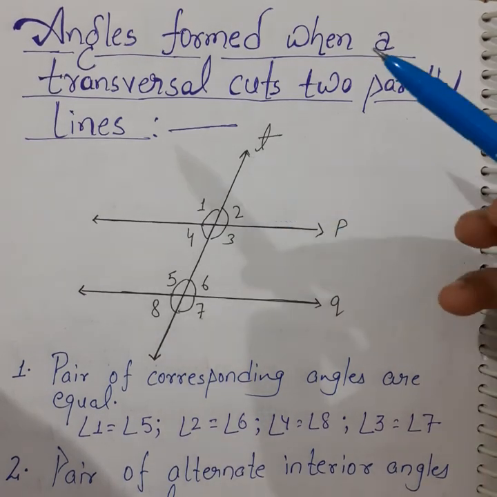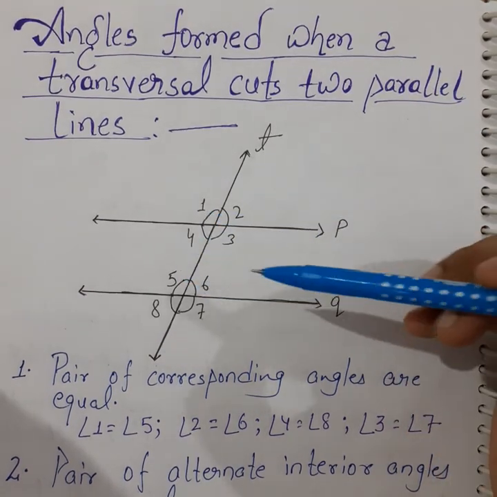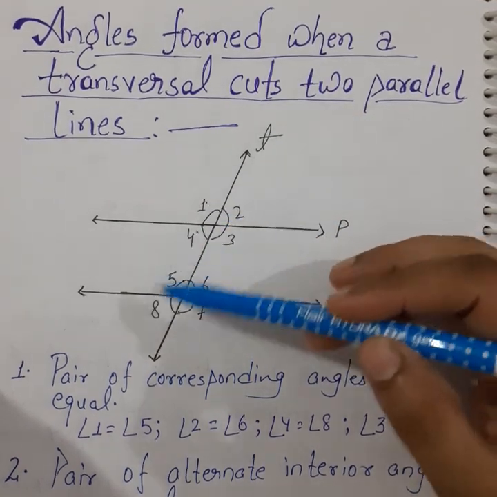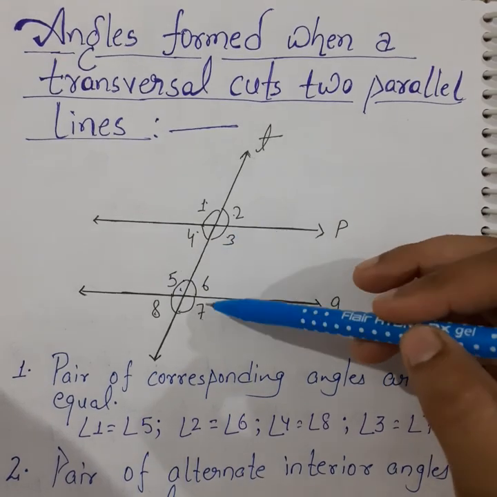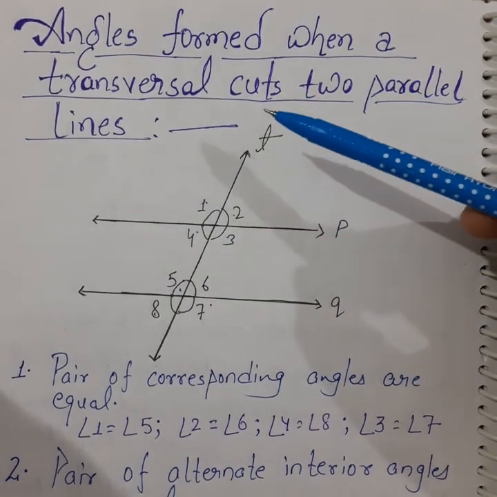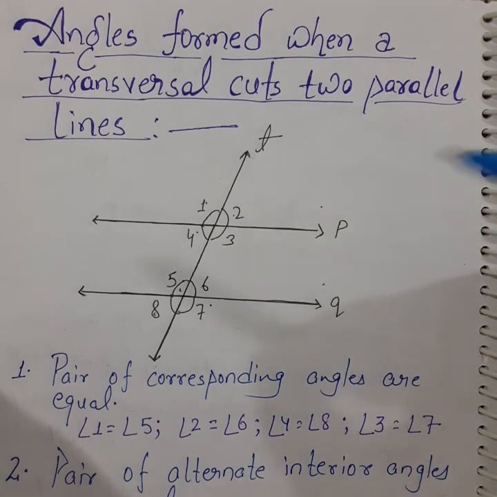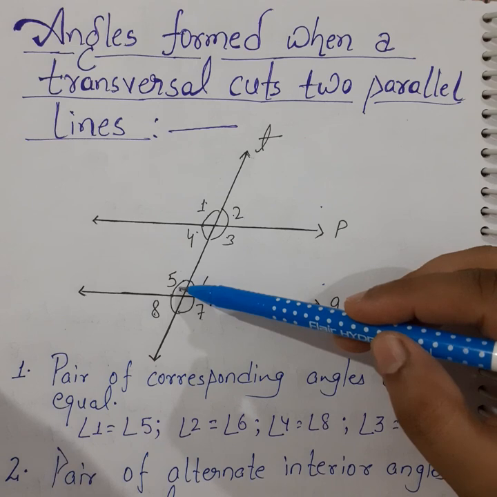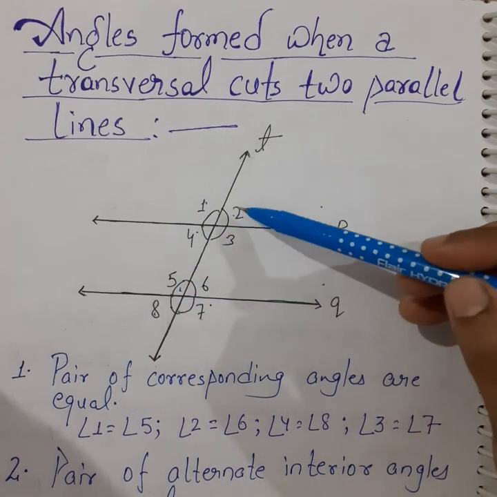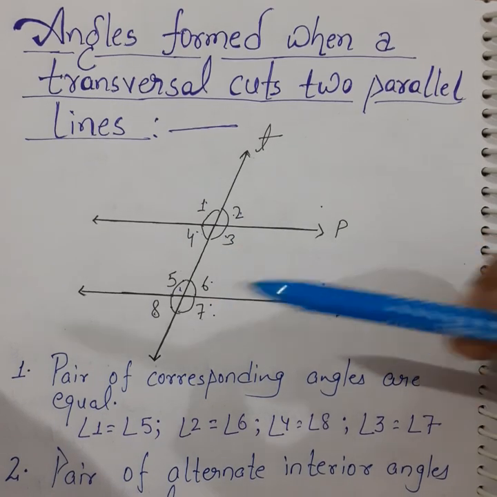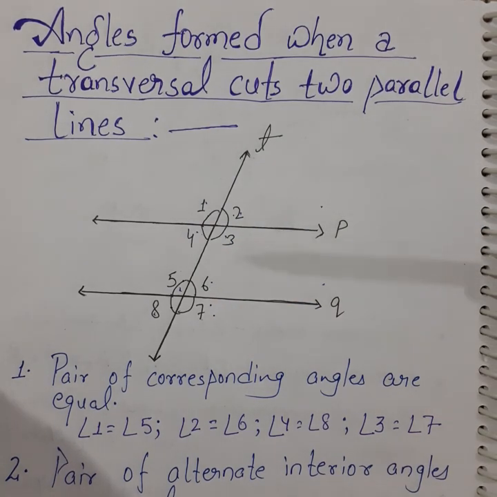When we talk about corresponding angles, 1 and 5: same side of transversal, one is exterior, one is interior. So 1 and 5, 4 and 8, 2 and 6, 3 and 7. So when a transversal cuts two parallel lines, students, the pair of corresponding angles should be equal. It means angle 1 is equal to angle 5, angle 4 is equal to angle 8, angle 2 is equal to angle 6 and angle 3 is equal to angle 7.